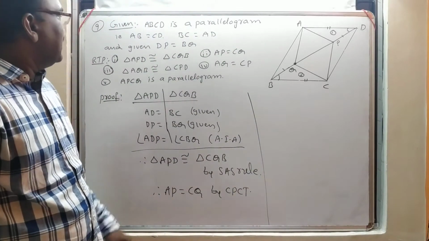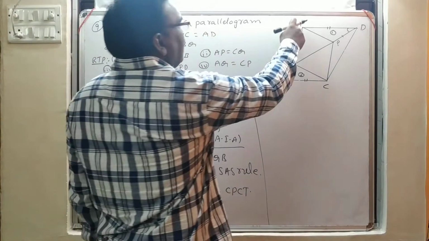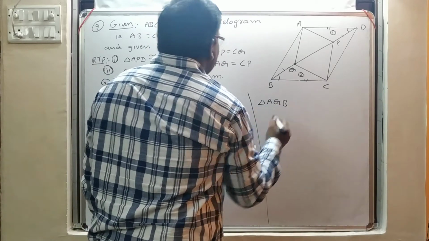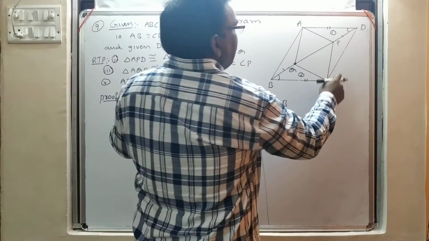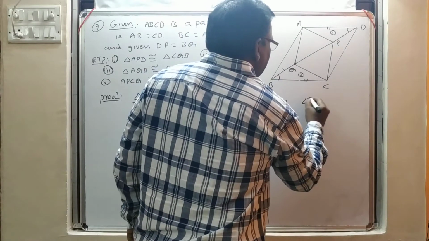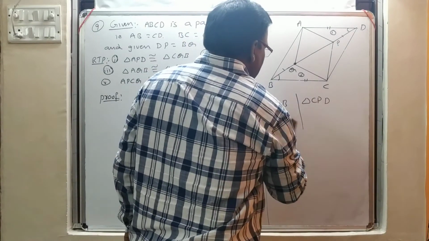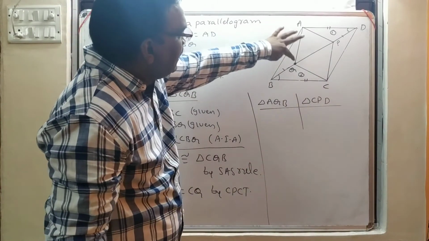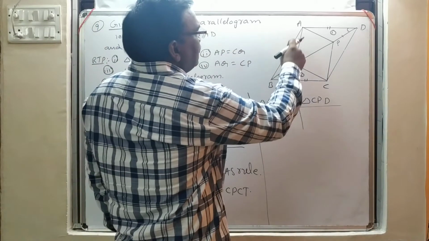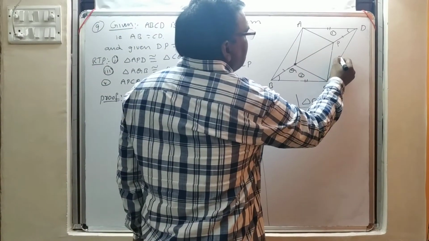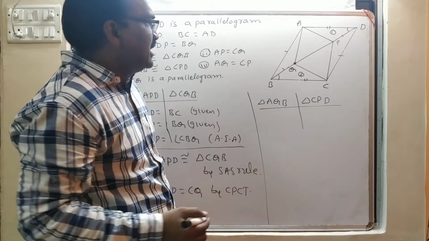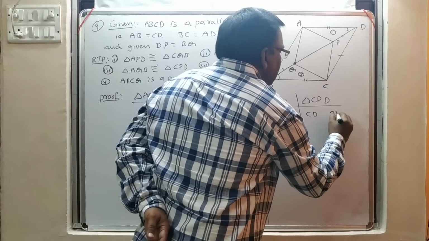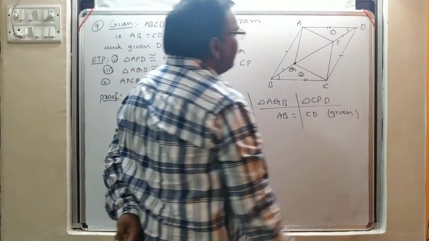Next, observe the triangles AQB and CPD. What are equal? AB is equal to CD. Opposite sides are equal. This is the side.